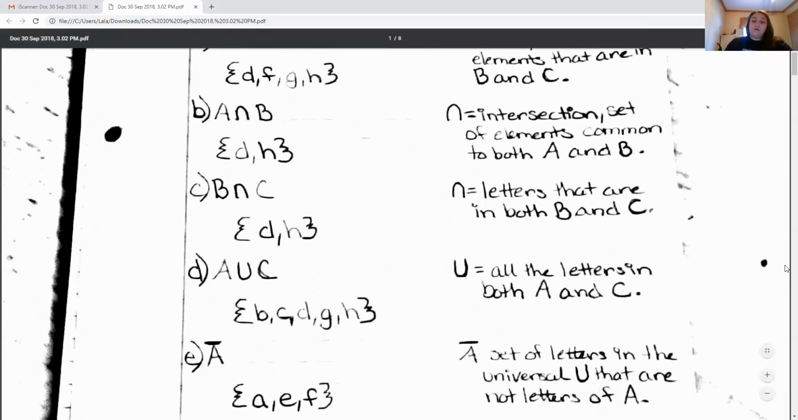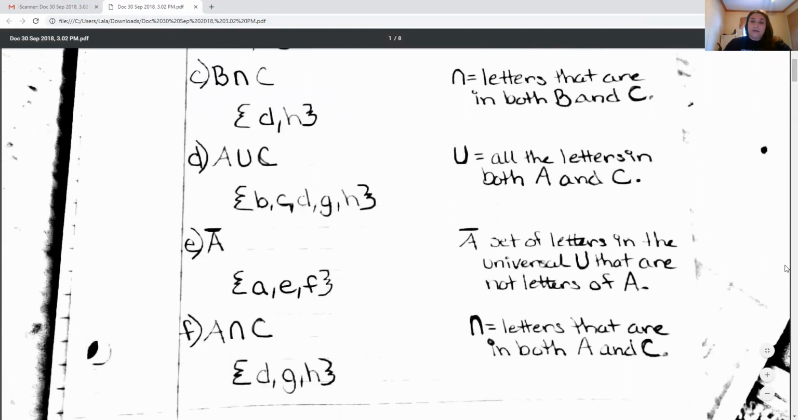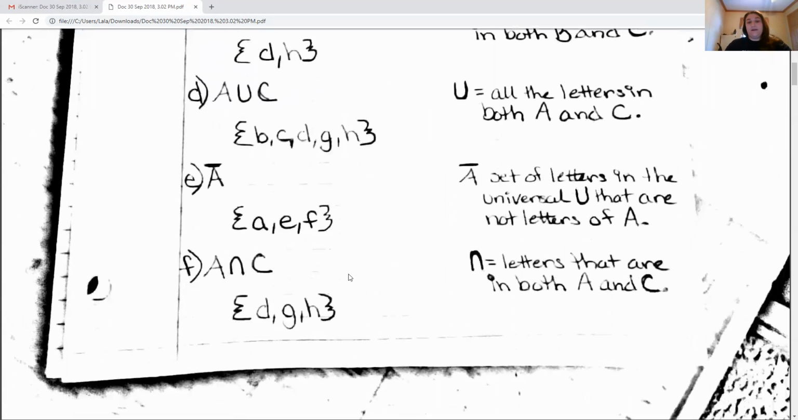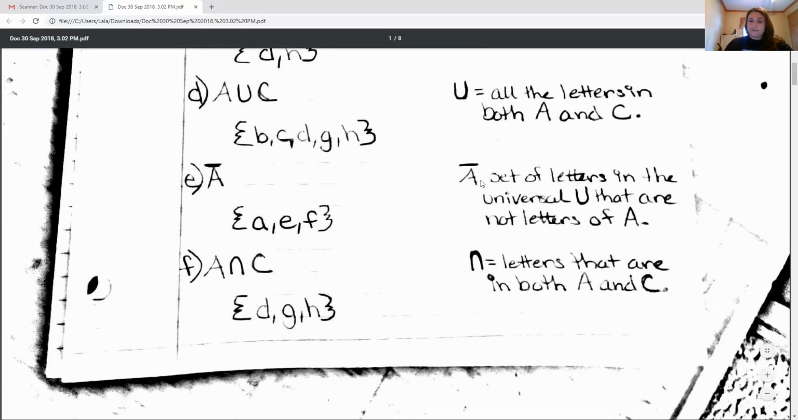Okay, so here's some more. Let's do this one right here. Let's do E. So when there's a line above the letter, that's a set of letters in the universe, which is the U up at the top, that are not letters of A. So we'll go back up here and we'll look and see what in the universe is not in set A.